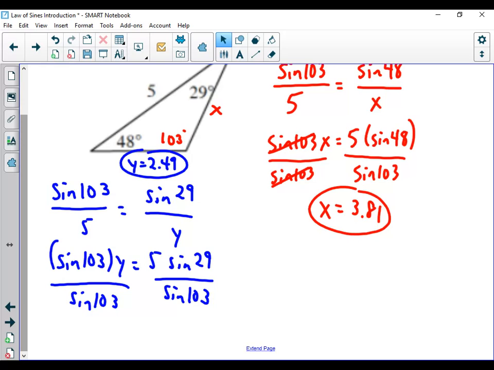So our next tool is going to be our law of sines. So what do we need? Well, we have to know an angle and the side across from it. If I don't have that, I can't use law of sines. So I have to have an angle, and I have to know the side across from an angle.